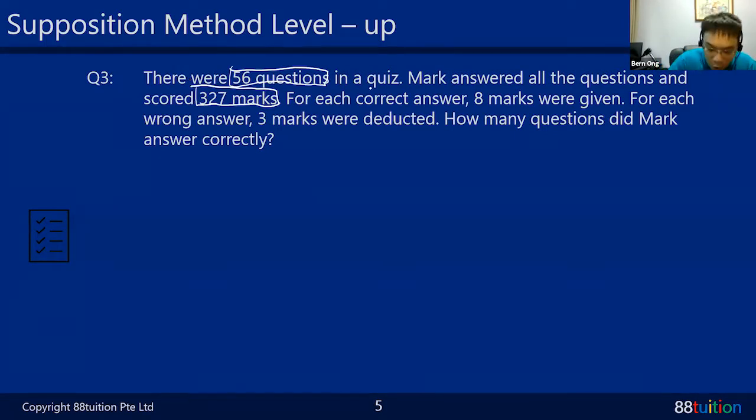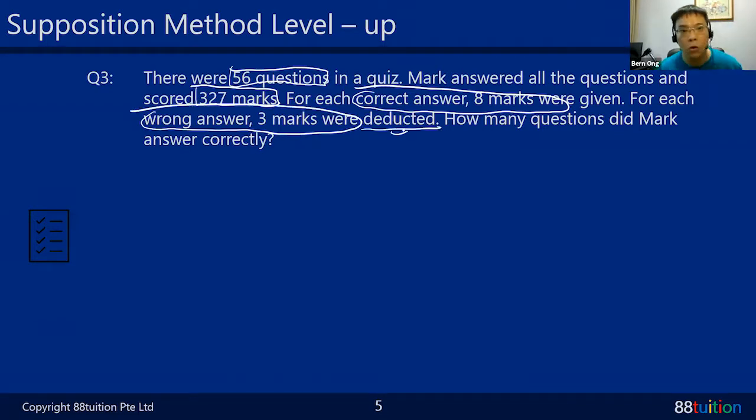Correct answer, you will be given 8 marks. Wrong answer, 3 marks will be deducted. Oh no. This type of question, can you see not? For information again, supposition method. All right, but it's a little bit more challenging. That's why I call it supposition level up.